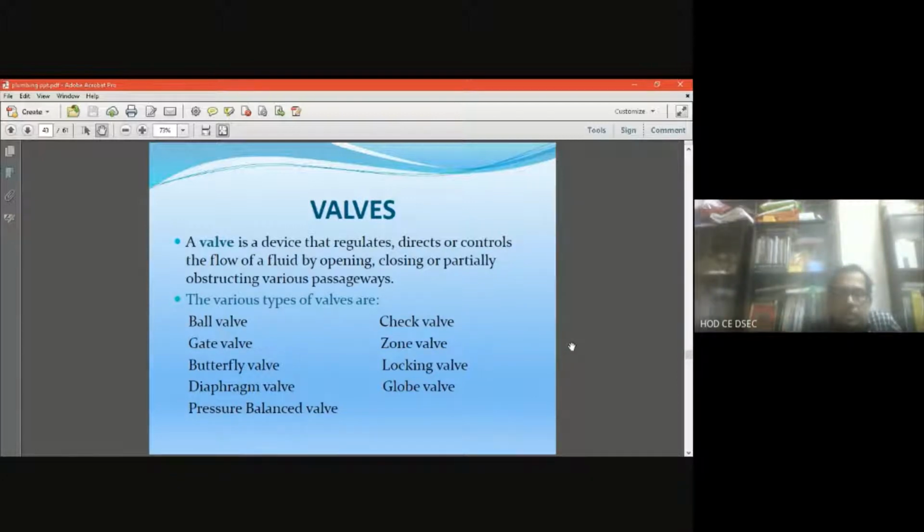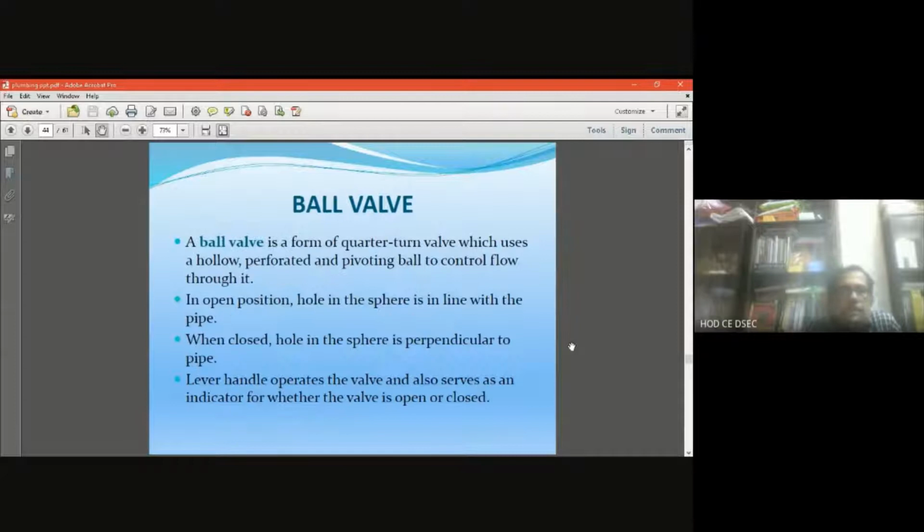Let me discuss first. I will show you the photograph and the mechanism, how it works. Now, what is exactly the ball valve? A ball valve is a form of quarter turn. What do you mean by quarter turn? That means the lever arm can rotate the ball in the valve a maximum of a quarter turn. That means 90 degree. It can rotate 45 degree and 90 degree, maximum 90 degree.